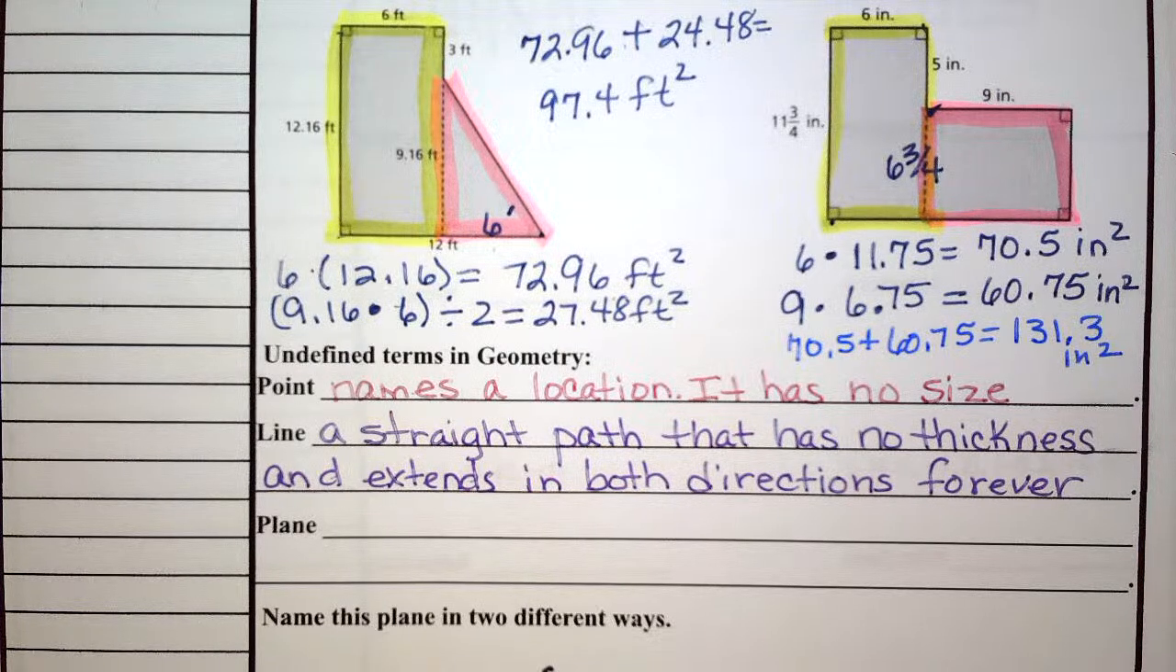Okay, so now let's think of a plane. What do we know about a plane? Well, we know it is undefined, so why is it undefined? If you said because it has no thickness and extends in all directions, it's two-dimensional, where your line is one dimension, your plane is two. So it's a flat surface that has no thickness.